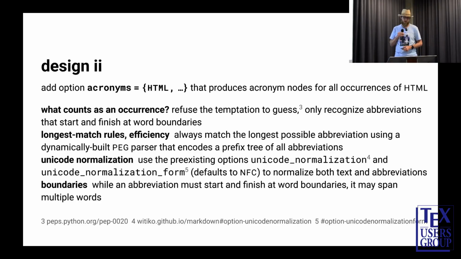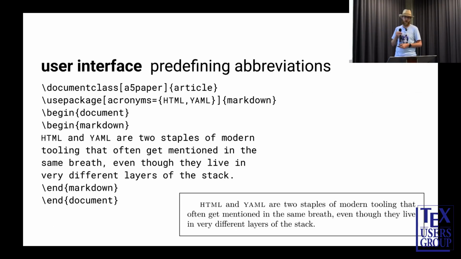So let's have a look at some actual examples of the user interface. So this is how the editors could predefine some abbreviations. So first you load the Markdown package and you specify the acronyms that you want, and then you just type your text and the abbreviations are implicitly detected and can be formatted. By default, they produce this spaced small caps format.